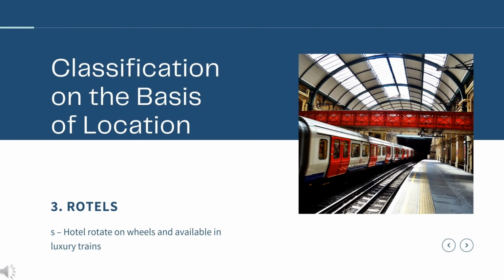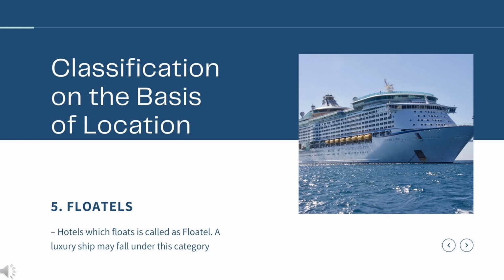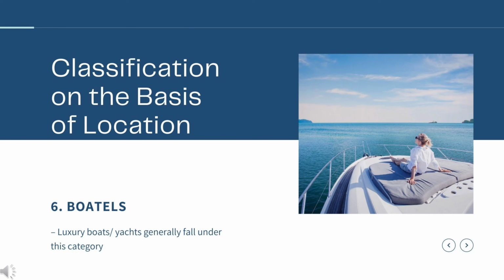Number 3, rotels. Hotels rotate on wheels and are available in luxury trains. Number 4, motels or motorist hotels. It is a lodging facility that caters primarily to guests arriving by automobiles. Number 5, floatels. Hotels which float are called floatels. A luxury ship may fall under this category. Number 6, boatels. Luxury boats and yachts generally fall under this category.